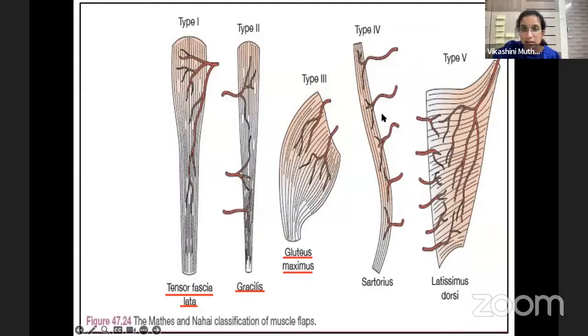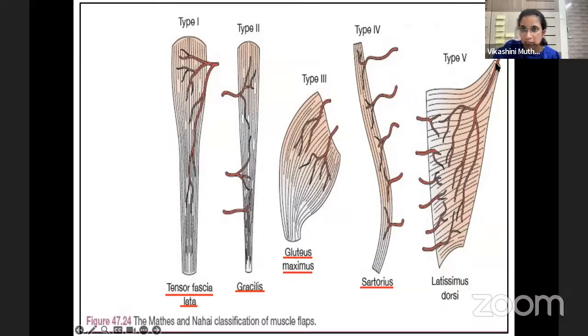And this is type 4, which has segmental pedicles. Every part or segment of the muscle is being supplied by a segmental artery. So that's what's called a segmental pedicle. Example is sartorius or flexor hallucis longus, tibialis anterior. All these are examples for type 4.